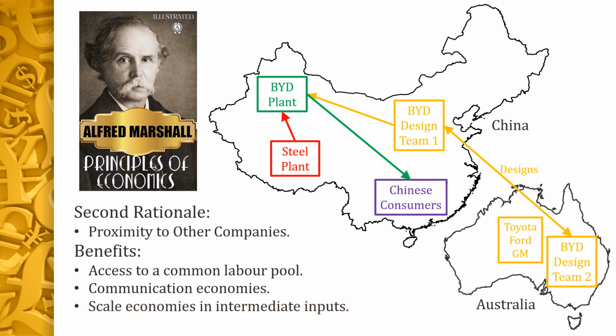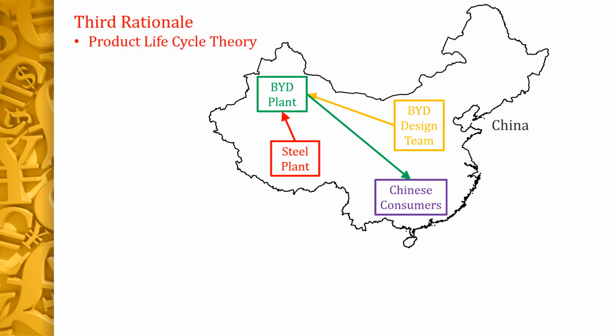The benefits of proximity to other companies were first recognized by economist Alfred Marshall in his 1920 textbook, Principles of Economics. The third rationale for overseas activities is product life cycle theory. The idea is as follows.